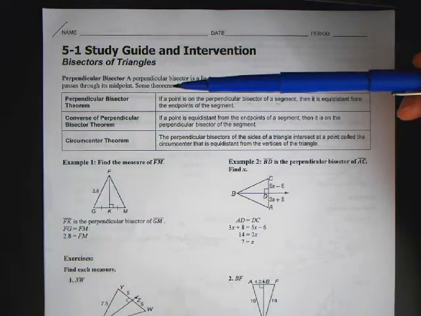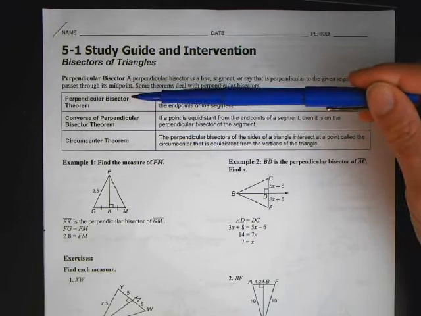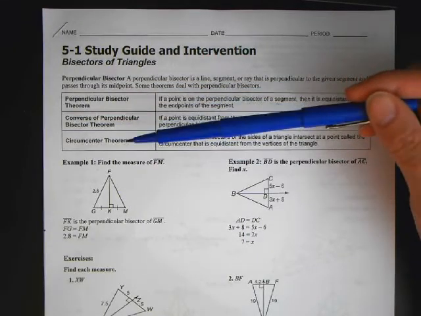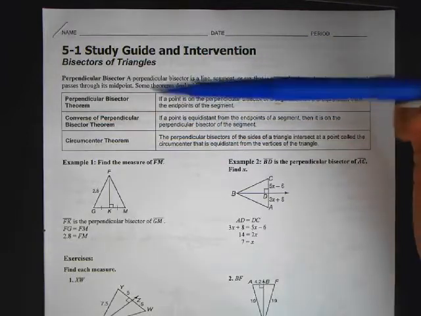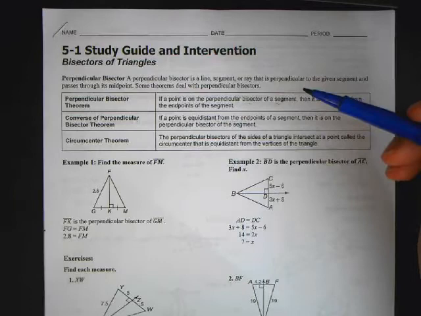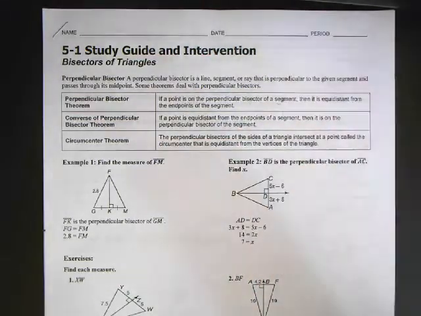Okay, now there's kind of three pieces to each. We've got the actual theorem, we've got the converse of the theorem, and then we've got when all three perpendicular bisectors of a triangle meet, they have their own theorem, okay, about how the pieces get split up.